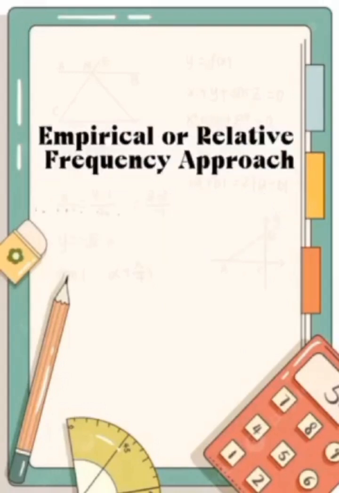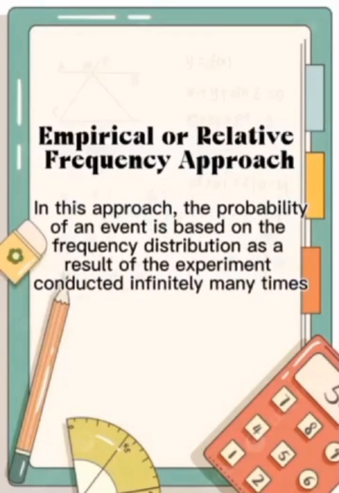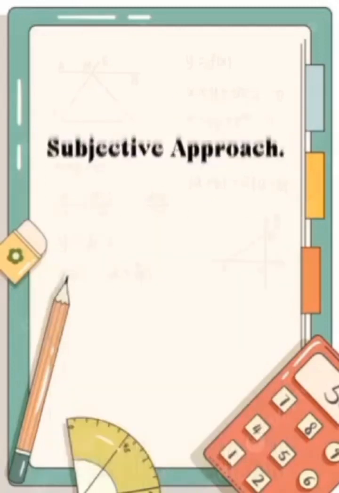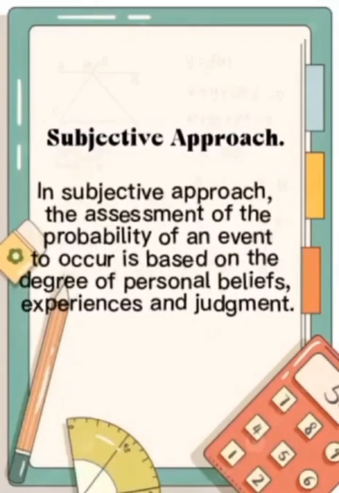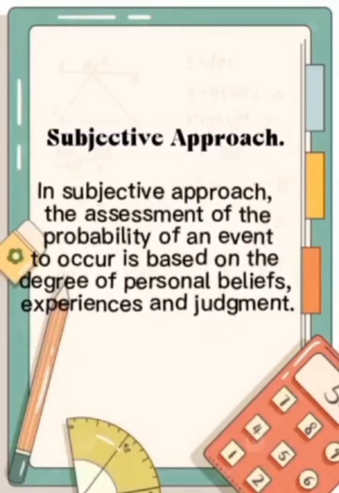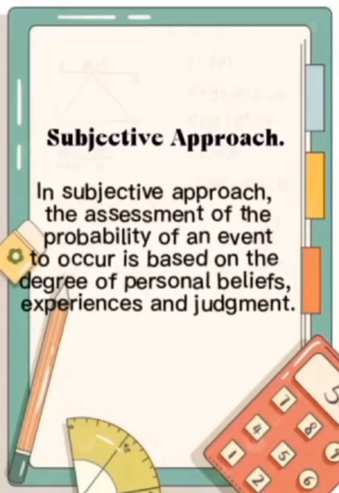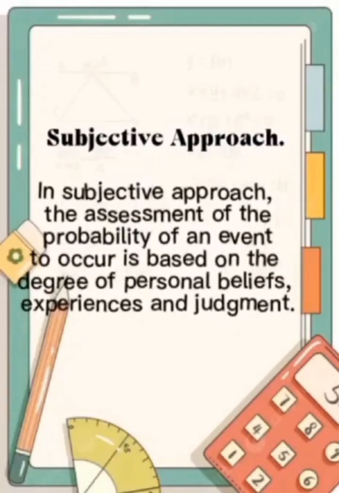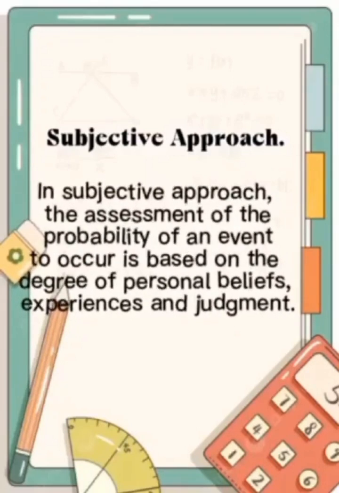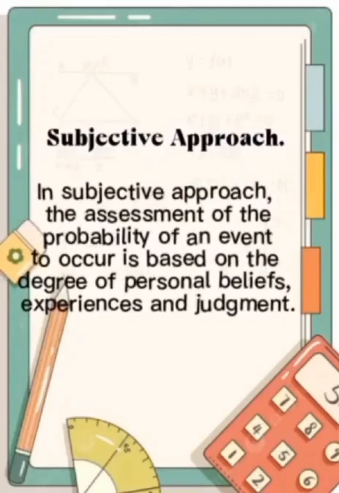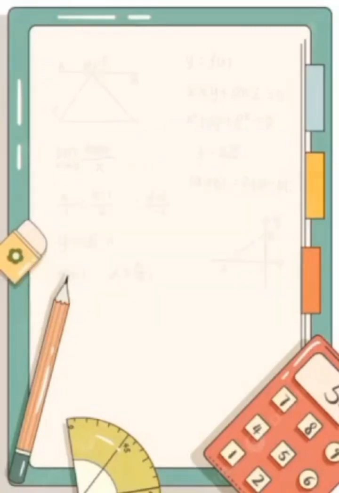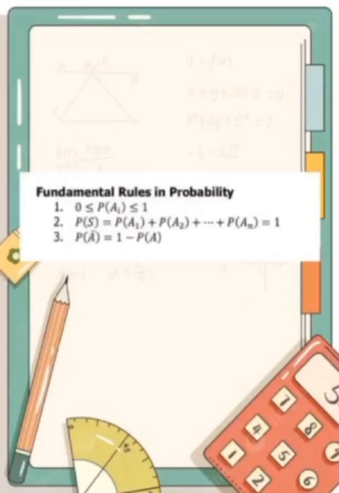The second one is the empirical approach. In this approach, the probability of an event is based on the frequency distribution as a result of the experiment conducted infinitely many times. The last one is the subjective approach. In the subjective approach, the assessment of the probability of an event to occur is based on the degree of personal beliefs, experiences, and judgment. So these are the fundamental rules in probability.